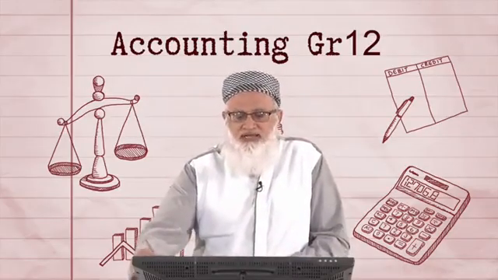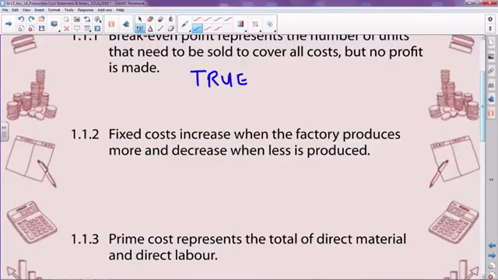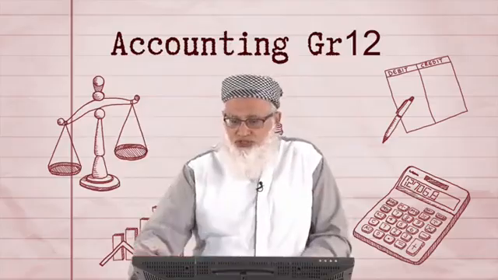Fixed costs increase when the factory produces more and decrease when less is produced. This is false. Why? Because fixed tells you the cost remains fixed, immaterial of the level of production, right? It's a fixed cost, whether you produce 1 or 1,000, the cost does not change.